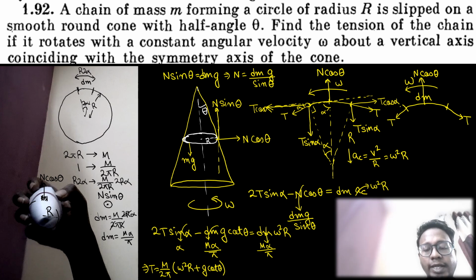So tension is equal to m by 2 pi, omega square r plus g cot theta.